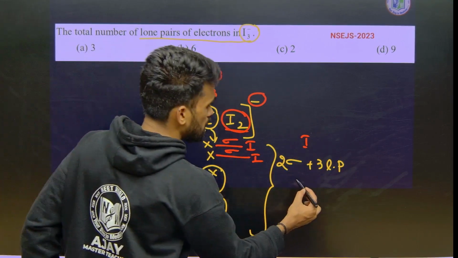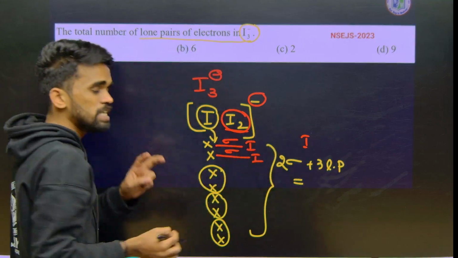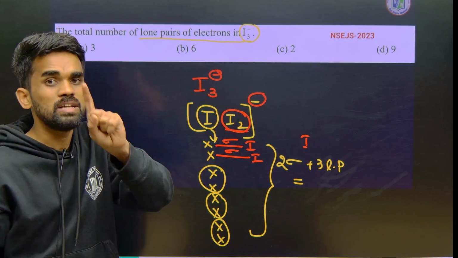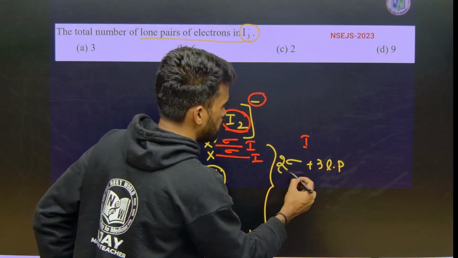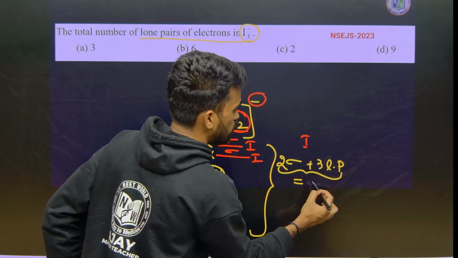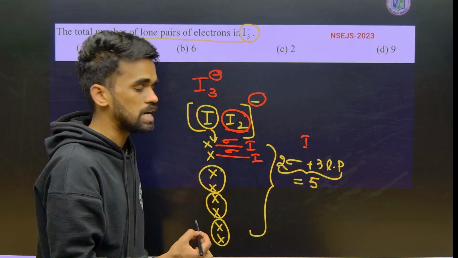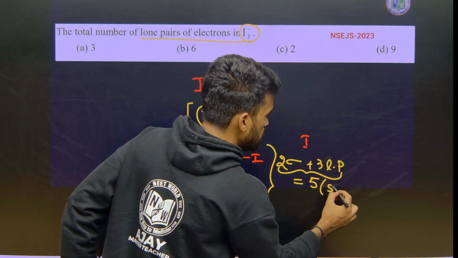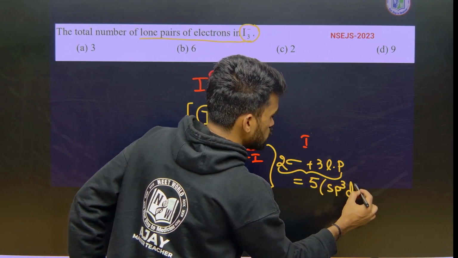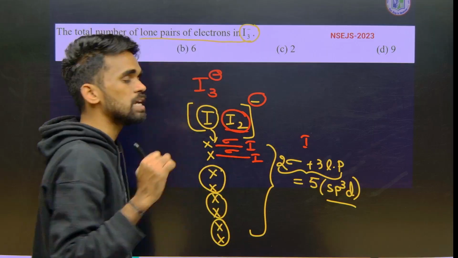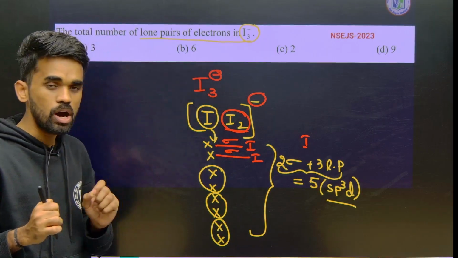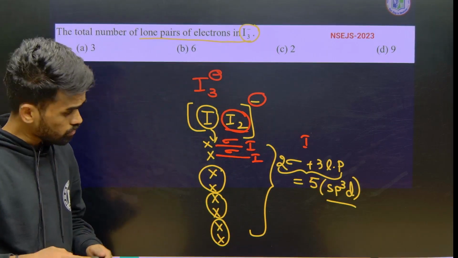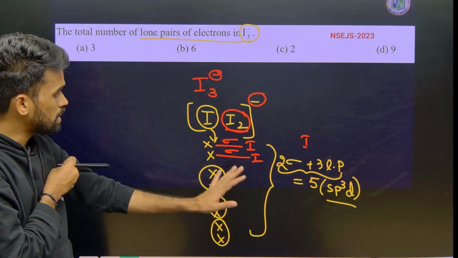So what is the total hybridization? Each pair of electrons can be accommodated in one orbital. So how many hybrid orbitals are there in total? 2 plus 3, 5. So 5 hybrid orbitals are there. So what are those? sp3d. So this is the hybridization of the central iodine in I3 minus. You have to remember it like this, okay. Purely concept with a trick here, okay.